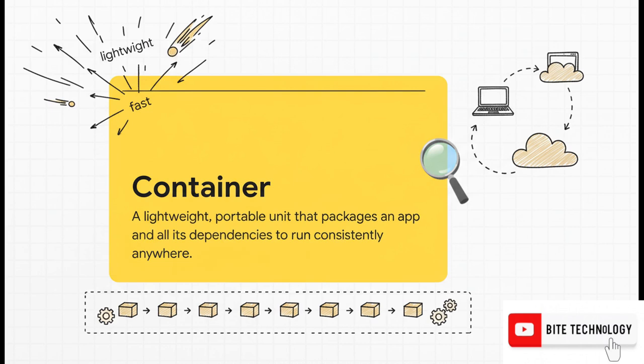Let's really chew on this definition for a second, because the key words here are everything. Lightweight. That means they're small and super fast. Portable. That means you can pick one up and move it literally anywhere, from your laptop to a server in a closet to the cloud, and it just works. And consistent. That's the magic word. That's the word that finally solves the "it works on my machine" problem once and for all. Because everything the app could possibly need is already packed inside.